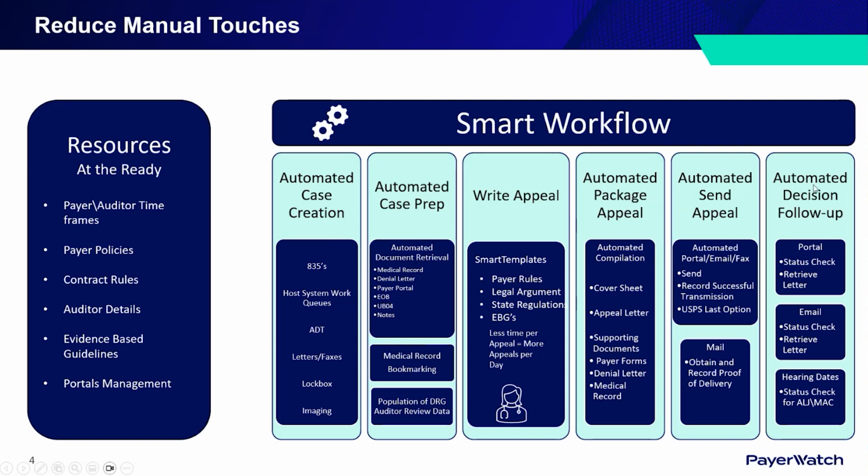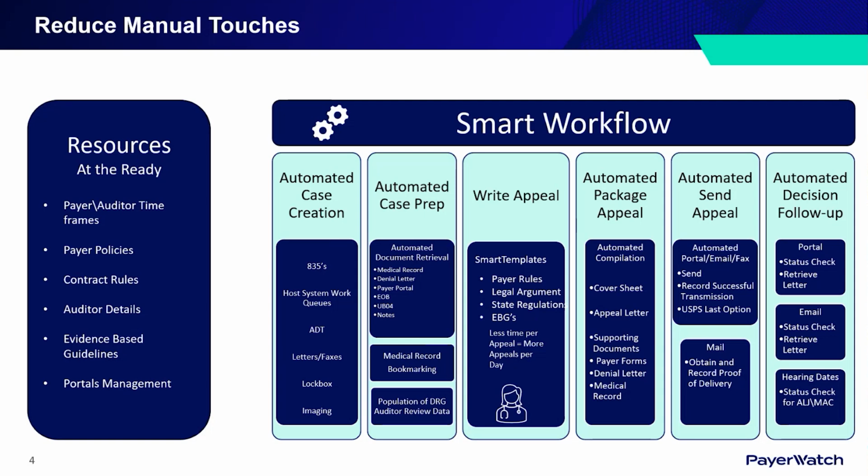Same thing goes with follow-up. Once you write the appeal, we actually compile everything for you. An e-packet, we call it, that incorporates the cover sheet, the appeal letter, all the supporting documents. If the payer requires a form on level 1 or level 2, the actual initial denial letter, and the pieces of the medical record that support your argument. You don't have to compile it, Veracity does.